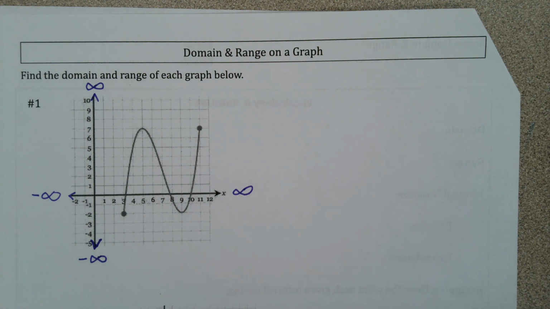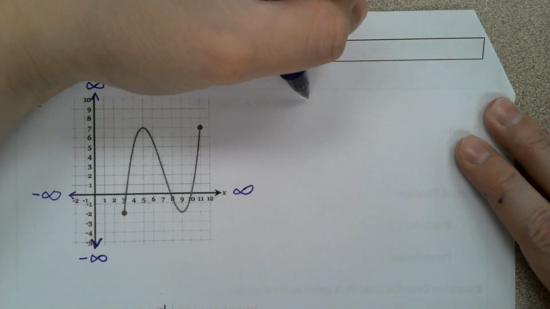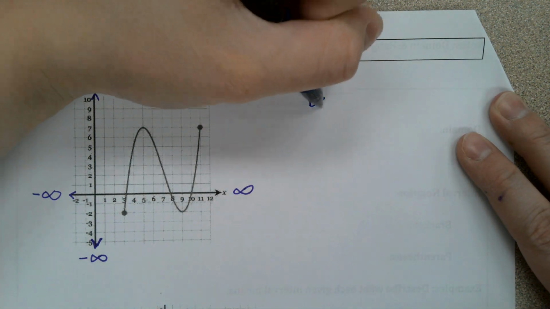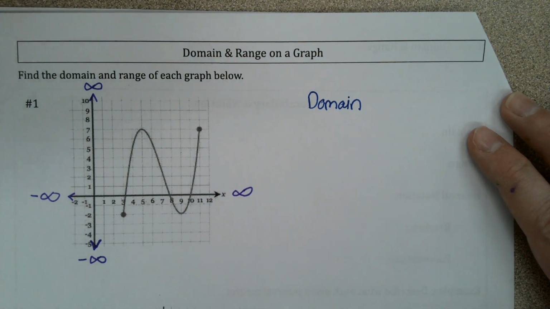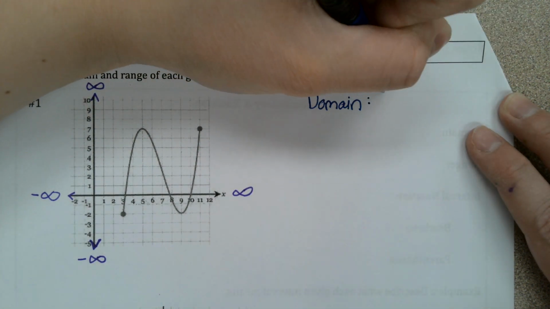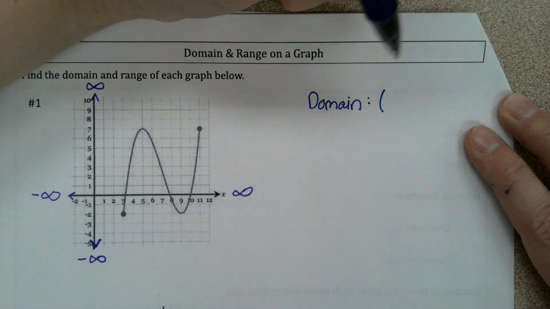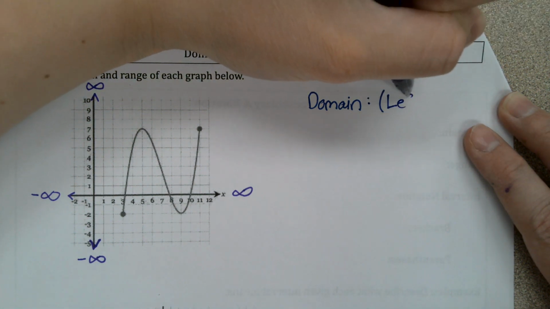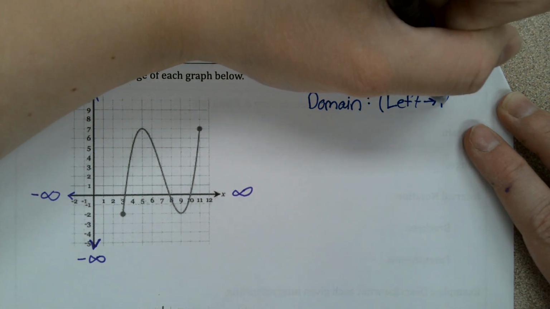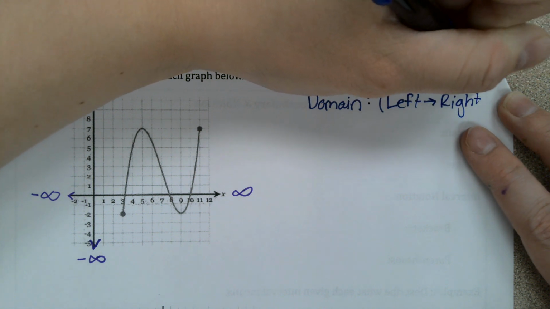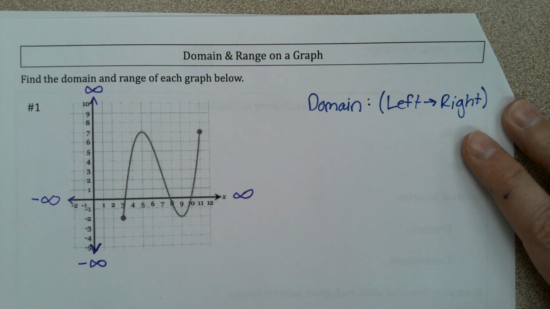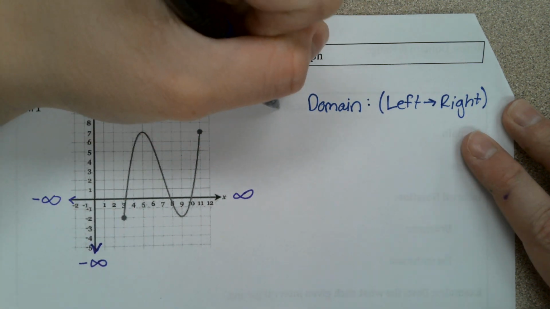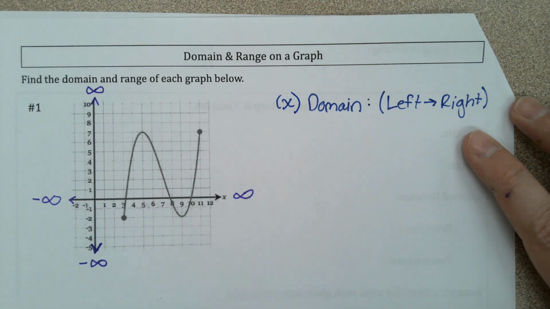So for this problem, we're going to find domain and range. So for the domain, a few reminders as I write this. When we look for the domain, we go from left to right. That's the direction we follow. And this is important. If you go the wrong way, you're going to get the wrong answer. Reminder, domain is the x values.